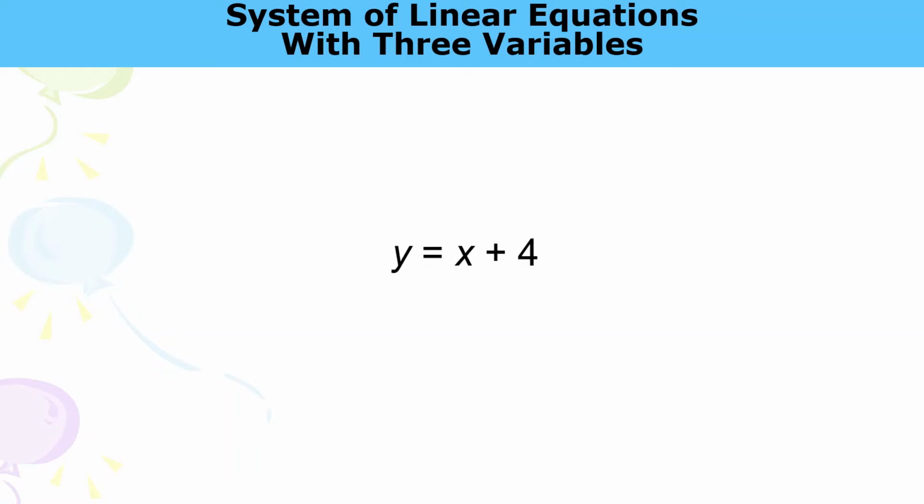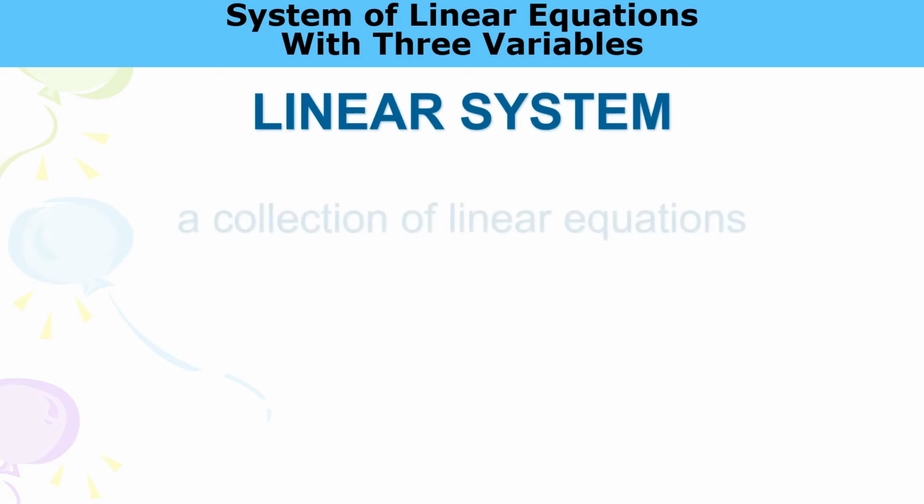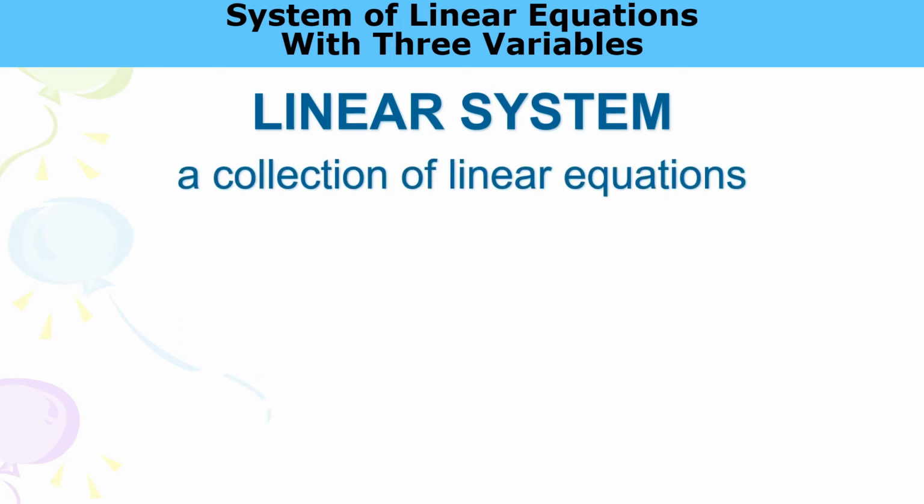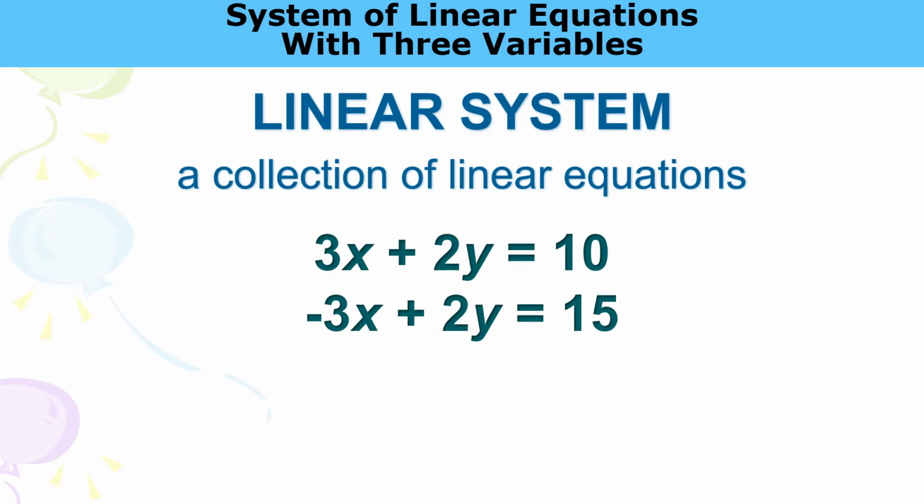You are probably familiar with linear equations such as y = x + 4 or y - x = 4. These equations, in a graph, will give you a straight line. A linear system is a collection of linear equations. Our usual linear equations have only two variables, so a linear system using this kind of equation will have two equations.